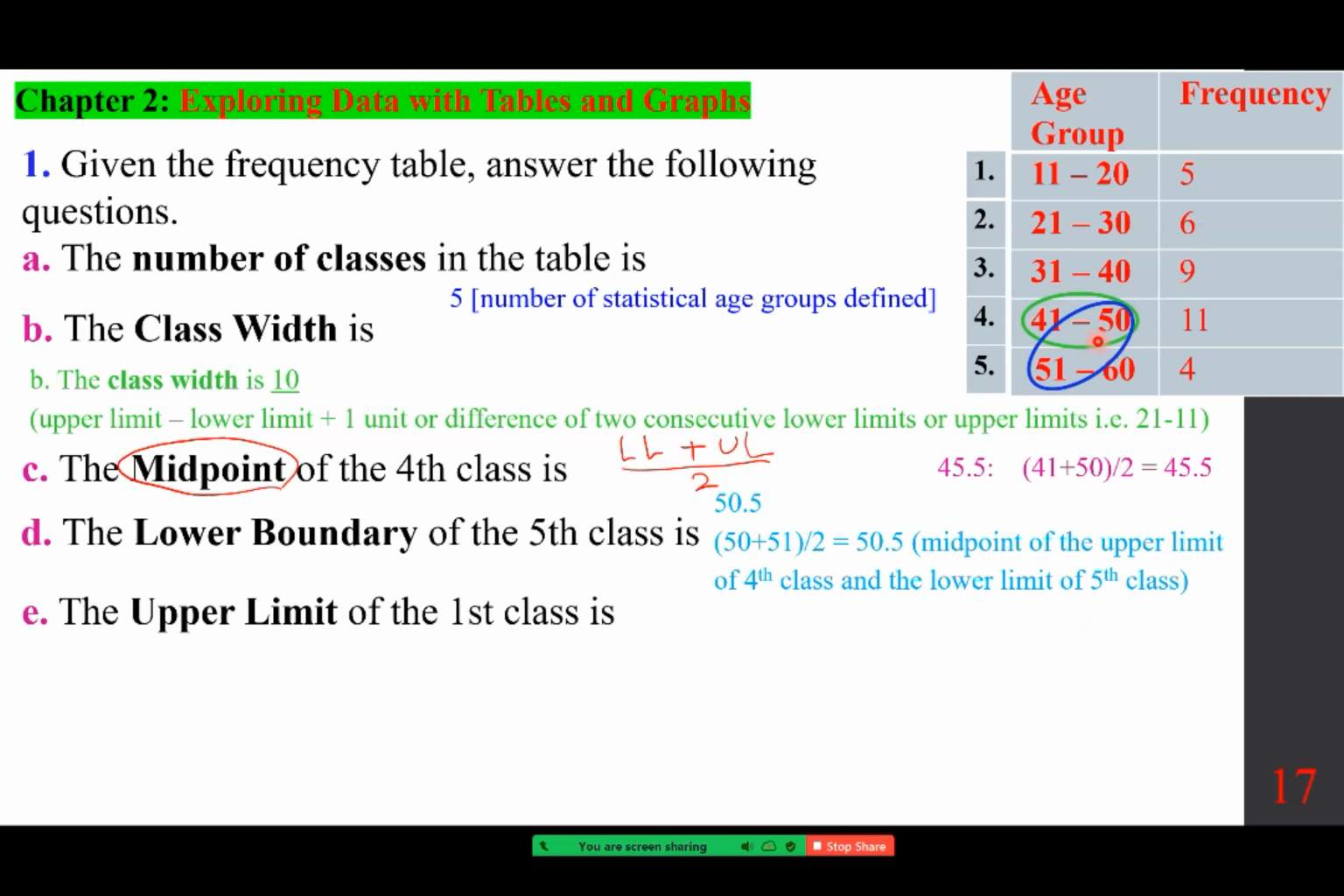What is the upper limit of the 1st class? So here are the lower limits, here are the upper limits, and we want the upper limit of the 1st class. For this class, the upper limit is 20.